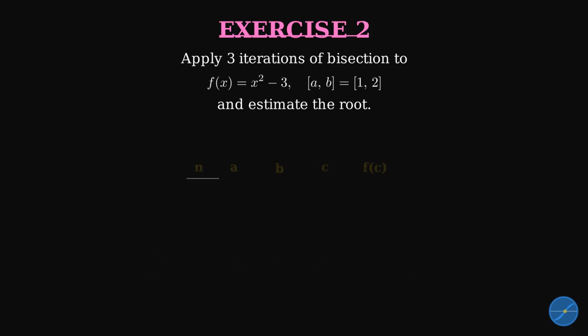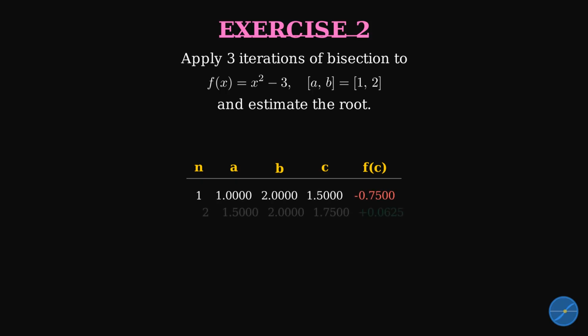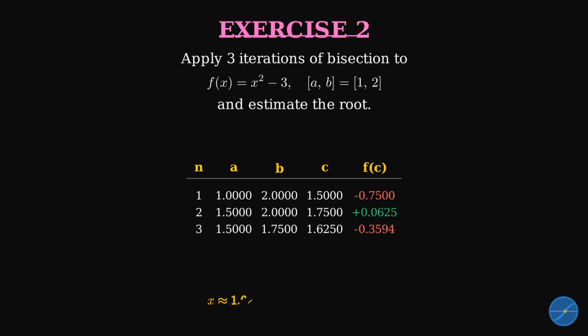Here's the answer key. Same 5 columns as before. Row 1, midpoint is 1.5, f is minus 0.75. Row 2, midpoint 1.75, f turns positive. Row 3, midpoint 1.625, and we are homing in. After 3 steps, you'd estimate about 1.625, closing in on the square root of 3, which is 1.7321.